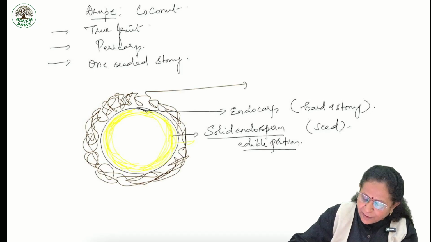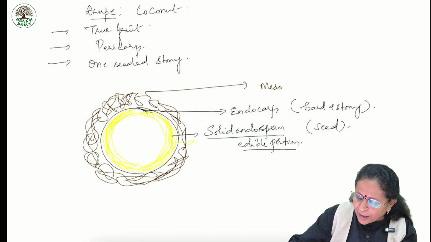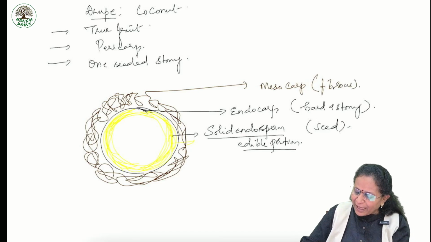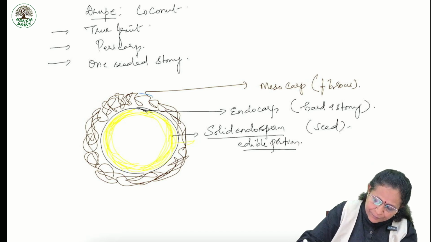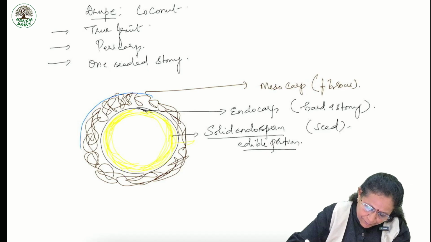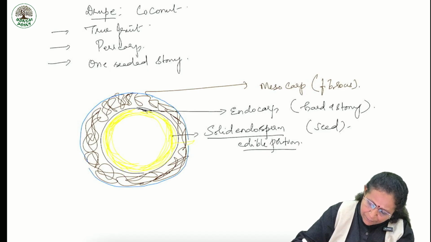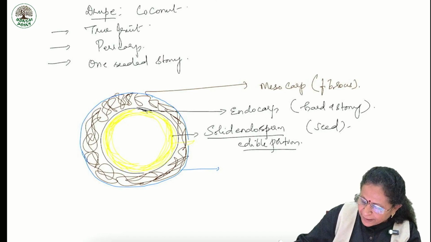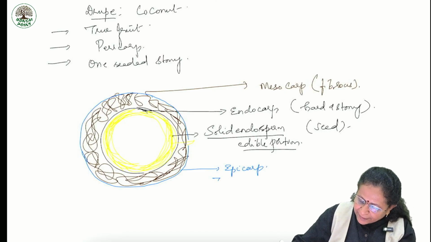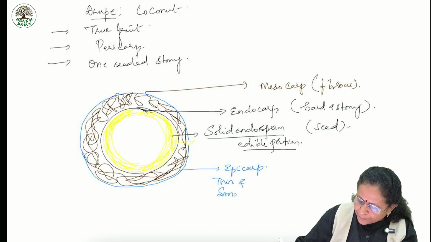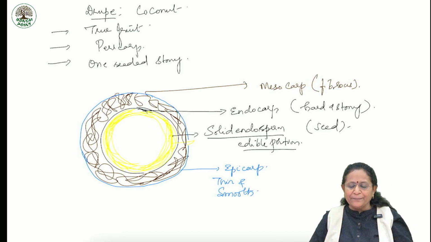So, what is this now? This is the mesocarp which is fibrous. And finally, we have what? We have the epicarp. This epicarp is thin and smooth. I will come back again.